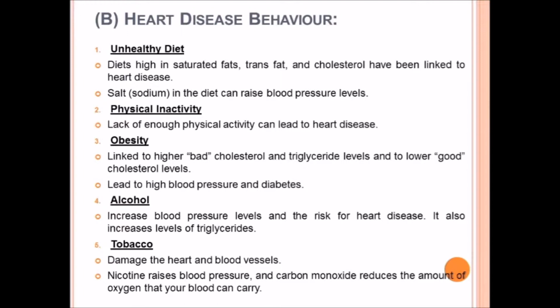It also can increase the chances of having other medical conditions that are risk factors, including obesity, high blood pressure, high cholesterol, and diabetes. Regular physical activity can lower your risk for heart disease. Obesity is linked to higher bad cholesterol and triglyceride levels and to lower good cholesterol levels. In addition to heart disease, obesity can also lead to high blood pressure and diabetes. Moreover, drinking too much alcohol can raise blood pressure levels and the risk for heart disease. It also increases levels of triglycerides, a form of cholesterol, which can harden your arteries.